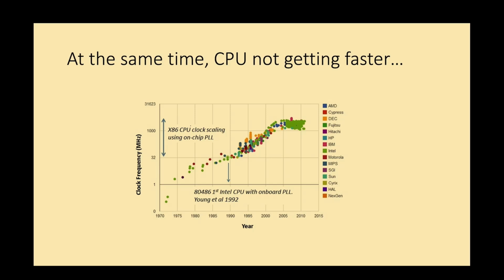That's due to different physics laws, and there are cooling issues. You cannot cool your CPUs if they get even faster. So the result is that you can still get more CPU cores or more GPU cores, but each one is not getting any faster. At most you get 3 gigahertz.